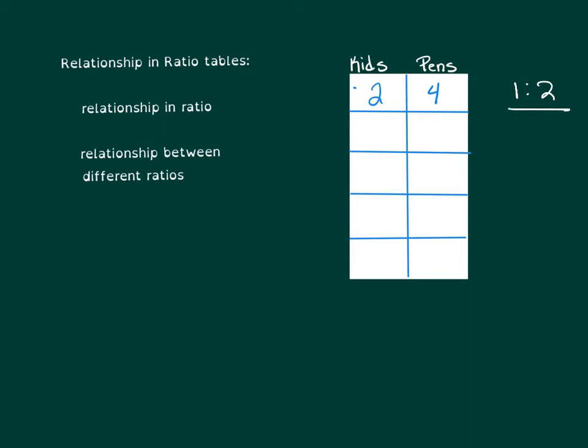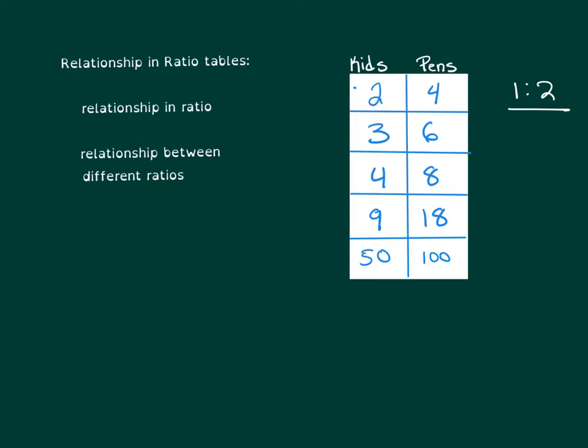So let's just make some. 3 to 6 would work, 4 to 8 would work, 9 to 18 would work. And then let's do something more fun. Let's say like 50 to 100. That would work. Okay, so now let's look at some relationships that we can see within this ratio table.